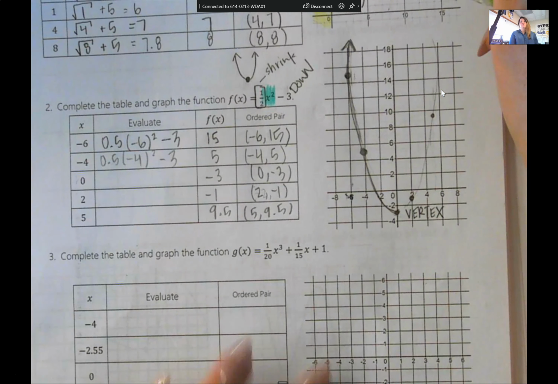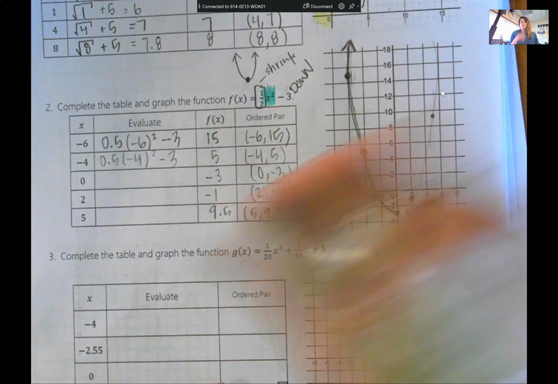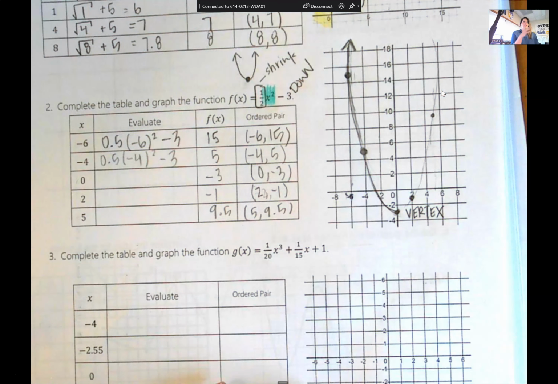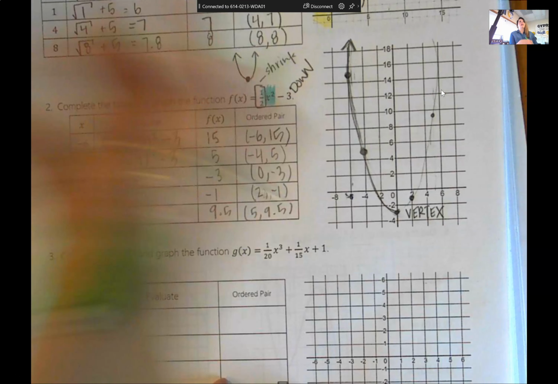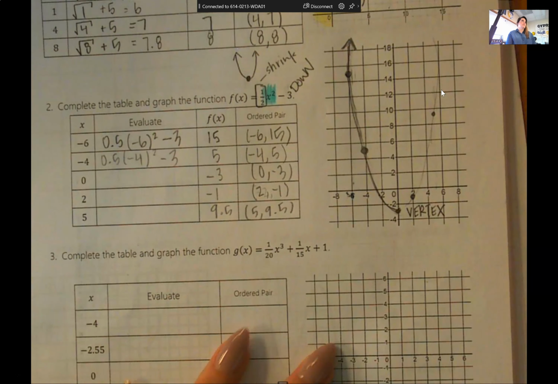With the 9.5, couldn't we just round it up to 10? I would go by 0.5s. So if it's 9.4, I would go to 9.5. If it's 9.9, I would go to 10.